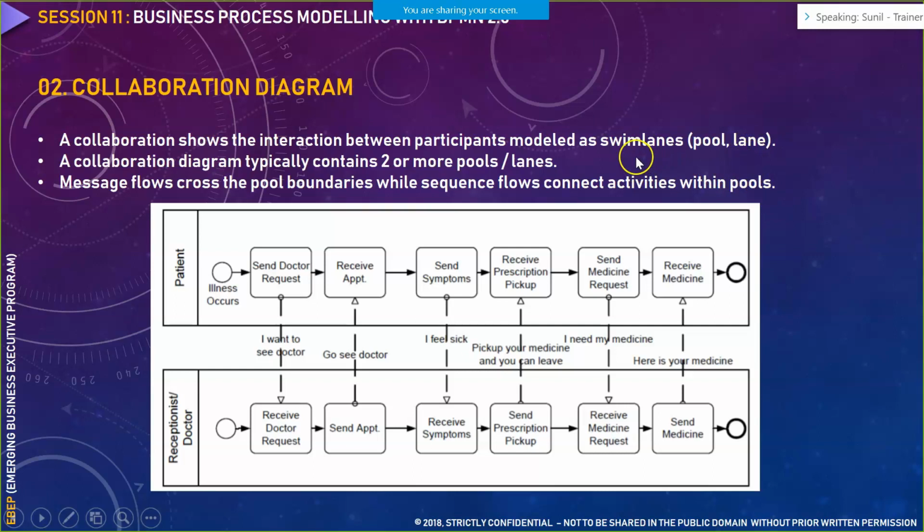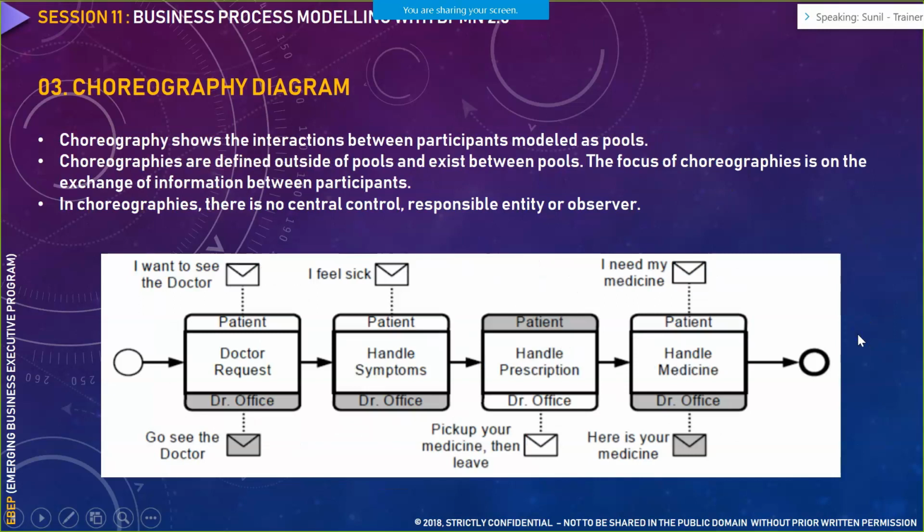So whether you call them swim lanes, pool or lane, they pretty much mean the same thing. Now next comes your choreography diagram. What is a choreography diagram? It shows interaction between participants modeled as pools. So here your participants, the patient and doctor's office, are modeled as pools.